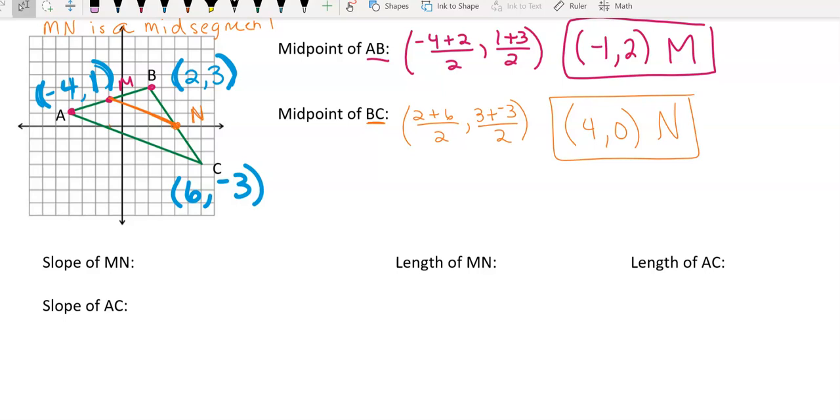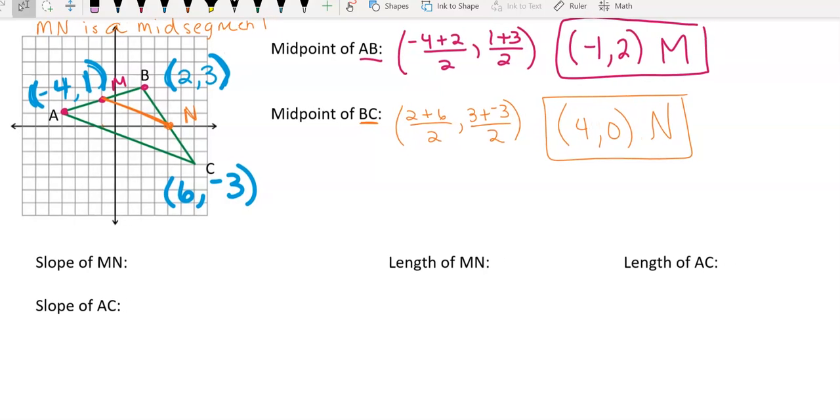Okay, so I want to compare our mid-segment MN with that other side, that 3rd side, AC. When you look at them, do you notice anything about them? They're parallel. They look parallel. So what we're going to do is find the slope of those 2 lines to test and see if they're parallel. We're just going to use rise over run since we have the graph.